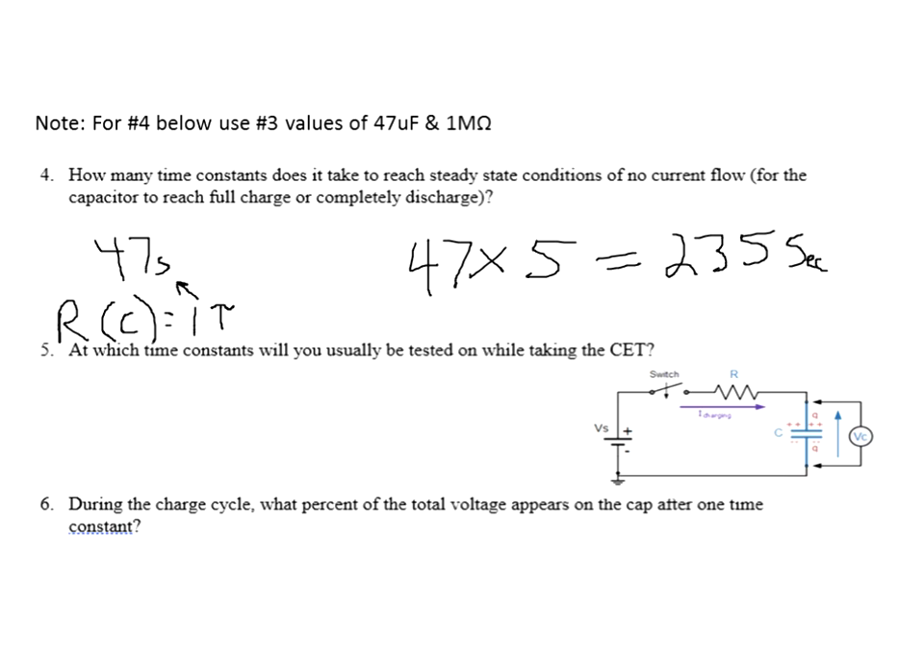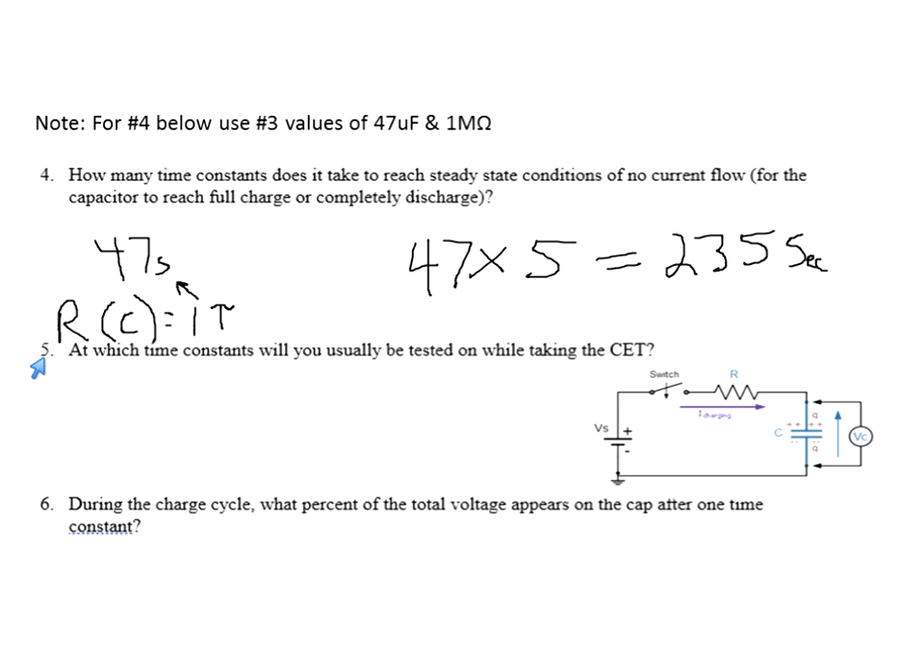Okay. Now, to make your life easier, which time constant will you be tested on? They're always going to test you on the 1st or the 5th. The 5th time constant, it completely charges to the source voltage or completely discharges to 0 volts. That's no current flowing at that time. That's what we're getting at in number 4.